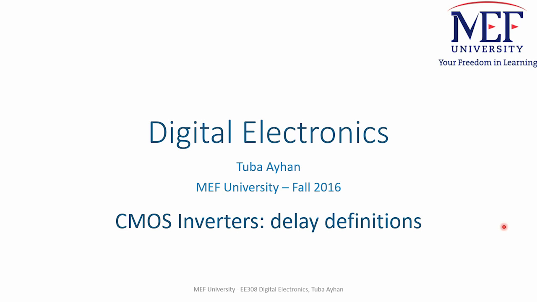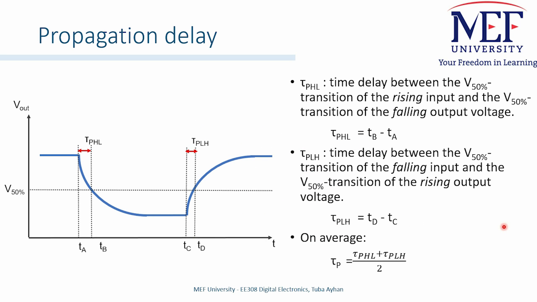In this video, we will review and calculate CMOS inverter delay. As you recall from the first lecture, propagation delay is defined for two cases. Propagation delay high to low, TPHL, is the time starting from when the input is switched from 0 to 1 until the output reaches the 50% voltage transition point. The second case gives propagation delay low to high, TPLH, which is the delay between the input switching from logic 1 to logic 0 and the output switching from 0 to 1.